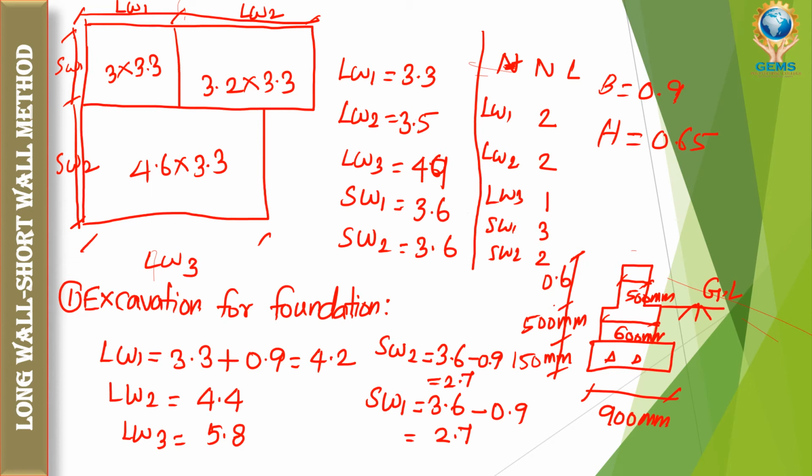After that, we need to add everything. The overall quantity will be nearly 20, 20.15 meter cube. So this is the total quantity of the building for earthwork excavation for foundation. This 20.15 meter cube is the total quantity of the building. This is the first step.